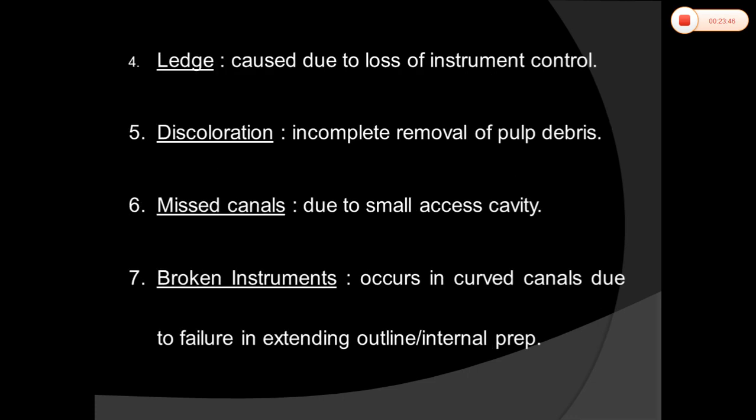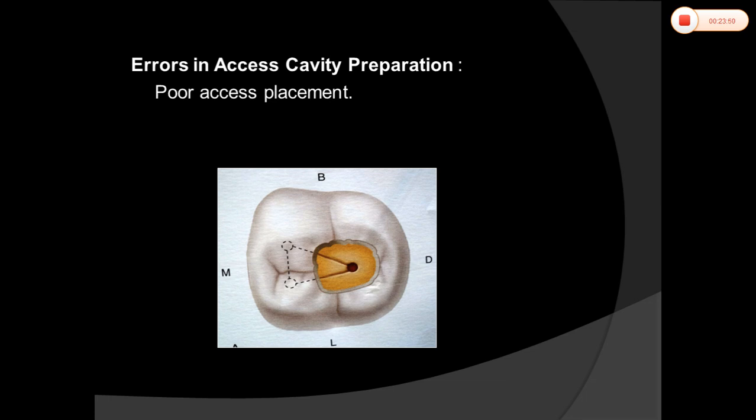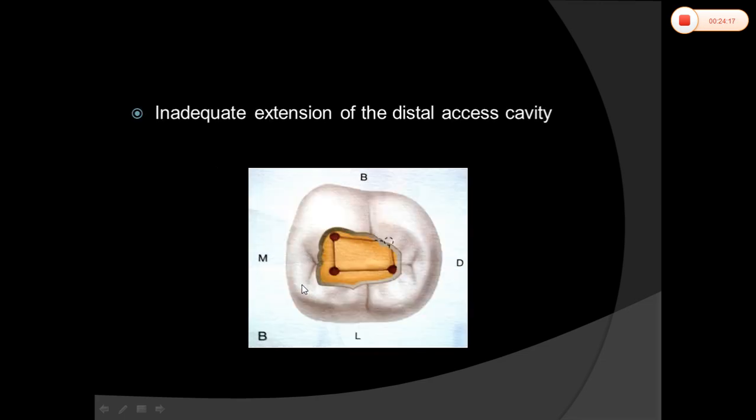What are these errors? These are the iatrogenic errors caused during the access cavity preparation. First one is perforation. Before going to this, we just see these errors in cavity preparation. See here, you have prepared and exposed only 1 orifice, but 2 are still there under this pulp chamber. So you haven't done a good or proper de-roofing. More distal, but the canals are more mesial here. So it's poor access cavity.